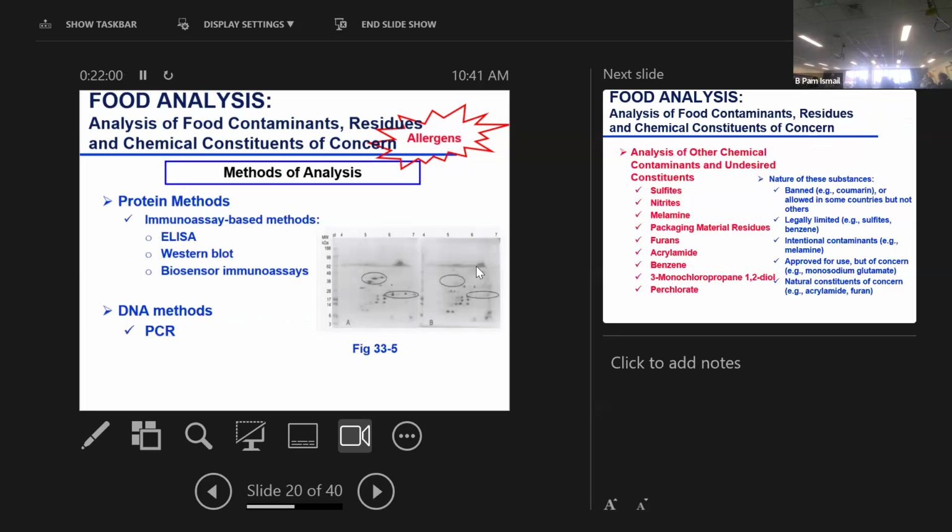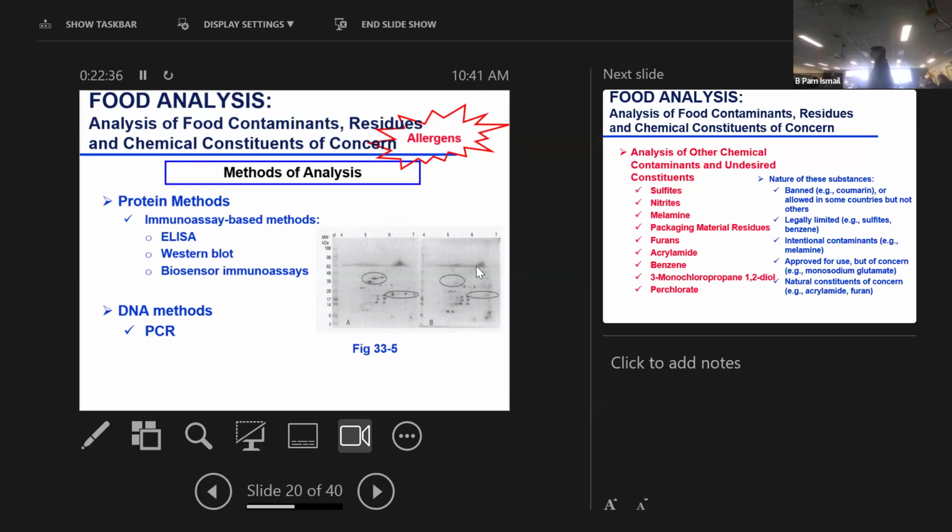So the way we analyze, we have protein-based methods and DNA-based methods. With protein, you look at the reaction of an antigen protein allergen with antibodies. We use ELISA, Western blot, or biosensors in the assay. With the DNA method, you use PCR just to see if the presence of a particular DNA of a source is there. But the problem is sometimes when you isolate an ingredient, you don't have the DNA anymore. And then you won't be able to detect DNA.